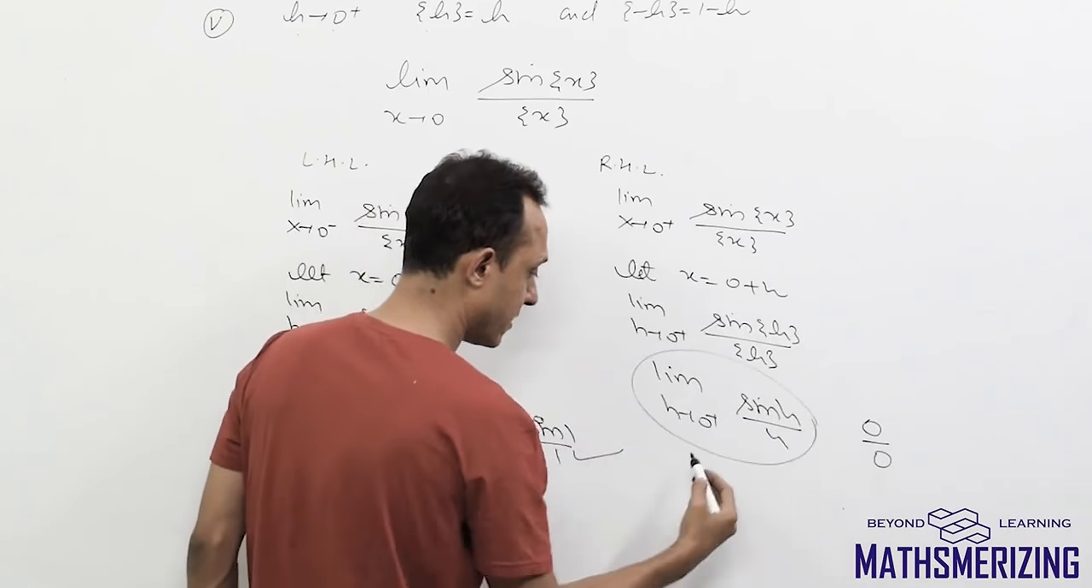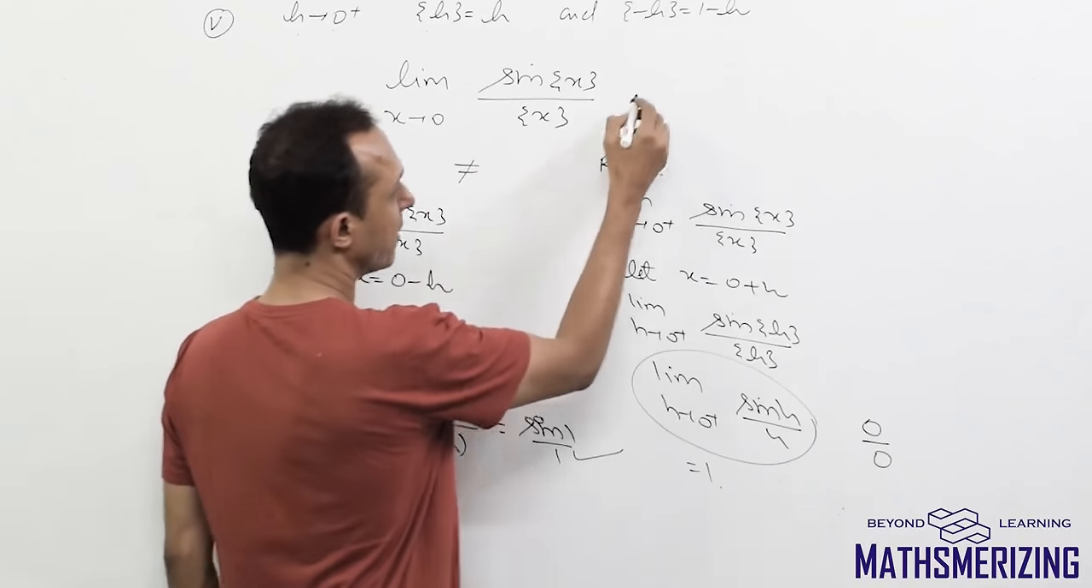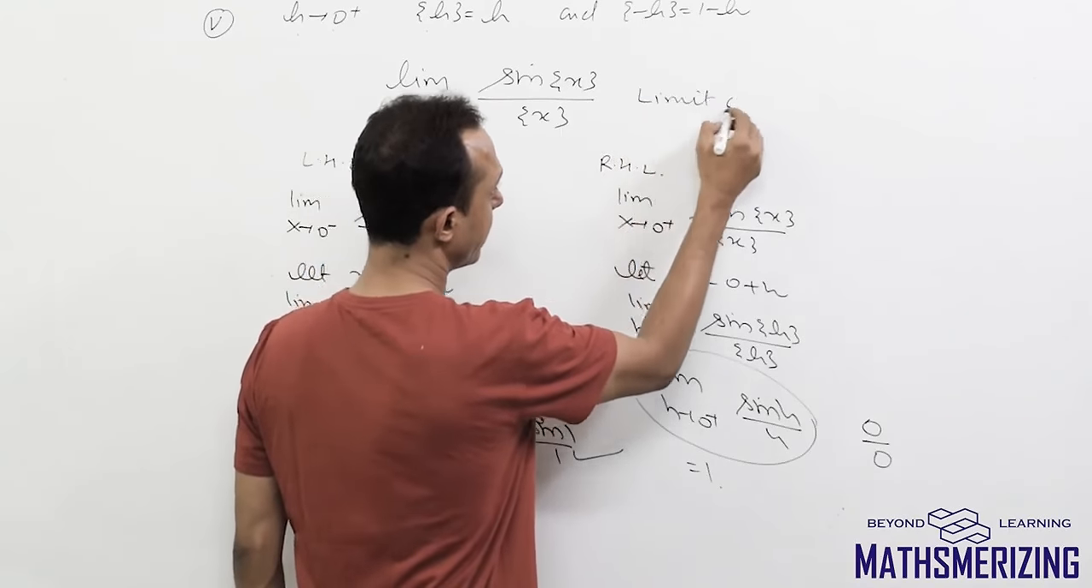Left hand limit is sine 1 and right hand limit is 1. So left hand limit is not equal to right hand limit. Therefore, limit does not exist.